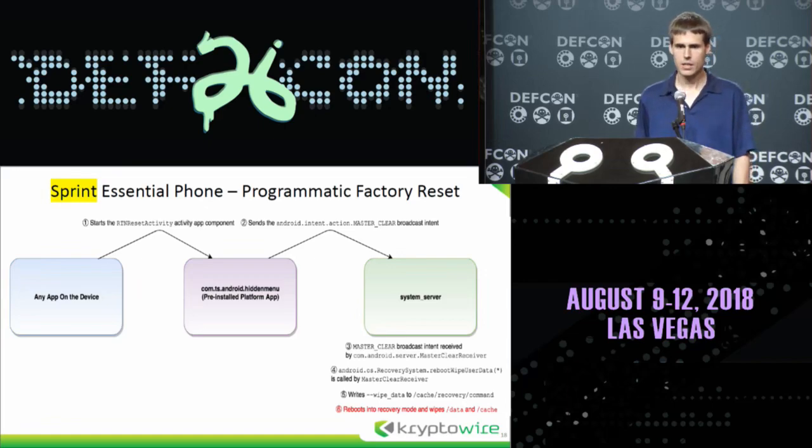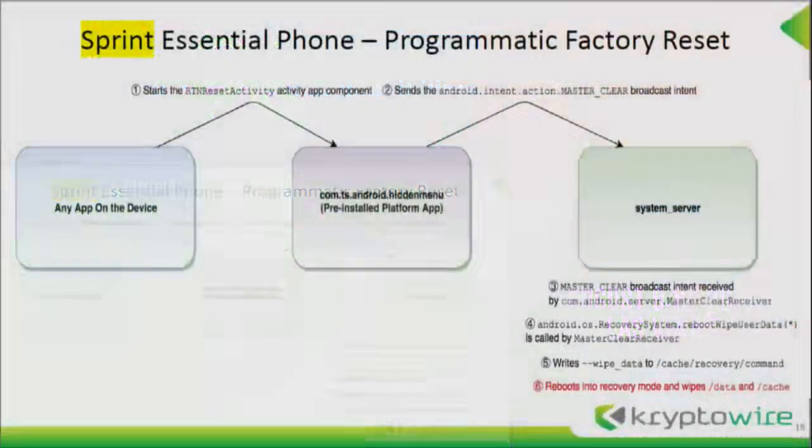Any application on the device, even one with no permissions, starts an activity, RTN reset activity, in a pre-installed platform app, which is very privileged. That activity then starts another activity, which sends the master clear broadcast intent.